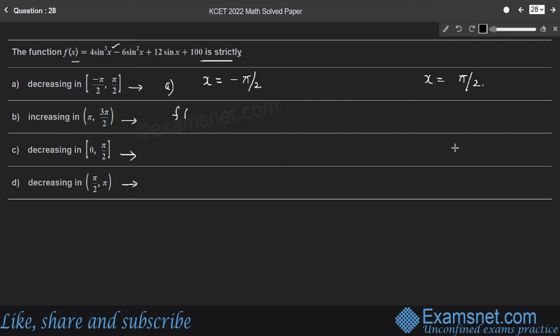For these values, f of x becomes... So we know that sine of minus pi by 2 is always minus sine pi by 2, because sine of minus theta is always minus sine theta. So minus sine pi by 2, which is minus 1, whereas sine pi by 2 is plus 1. Keeping this in mind, f of x becomes: here sine x is minus 1. Sine cube x also becomes minus 1, into 4 becomes minus 4.